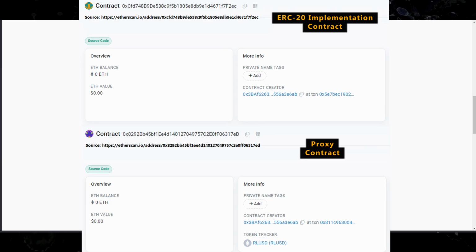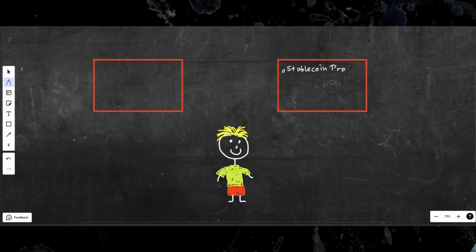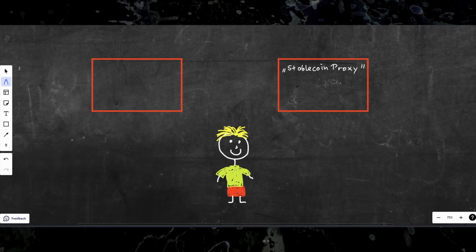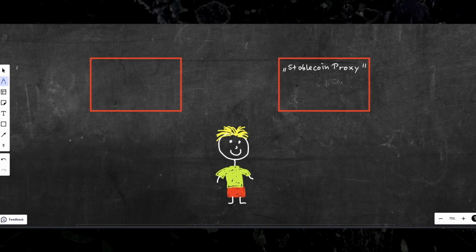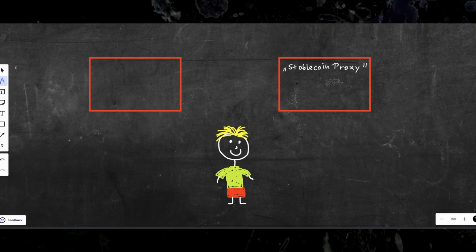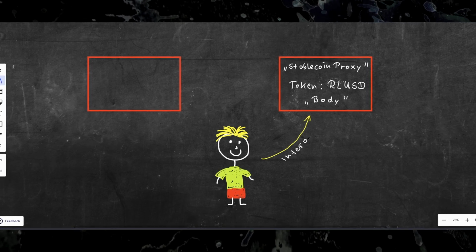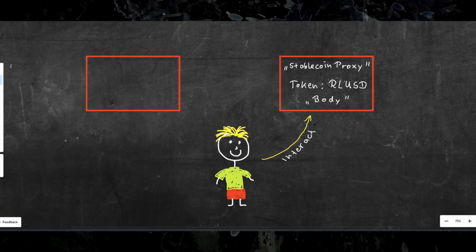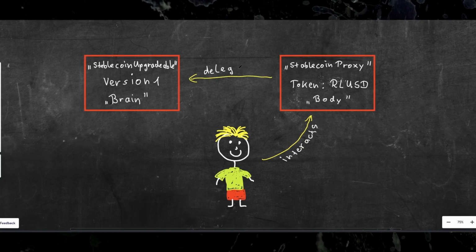To stay current with all the trends and be able to change code in the future or upgrade a contract, what developers sometimes do is create a so-called proxy contract, and in addition an implementation contract, sometimes also called upgradable contract, which is exactly what Ripple did. The idea is that all users only ever interact with the proxy address, which also has the token issued, while the actual logic behind the token, the brain of the contract, gets delegated to the upgradable contract instead.